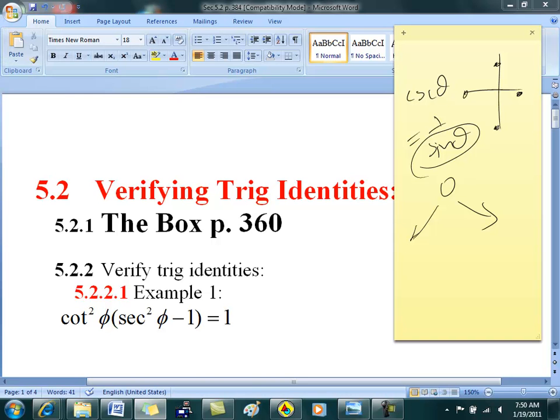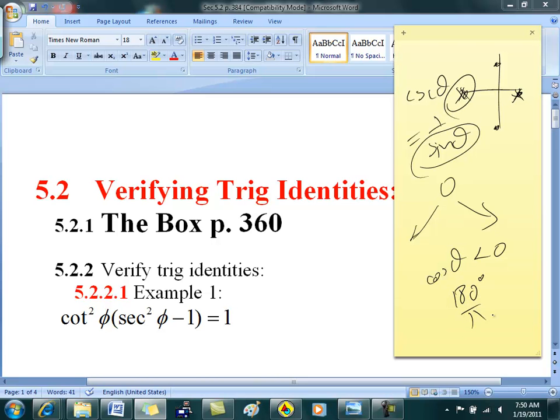Sorry, 0 and 180 for sine. So it'd be either here or here. But then in addition, it's telling you that cosine is negative. Right? Cosine's negative. So is it this guy or is it this guy? It's this guy. So 180 degrees or pi.